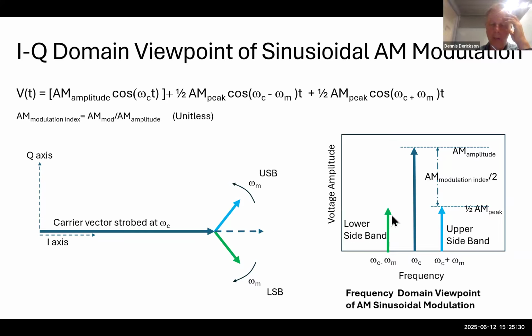These 2 sidebands in AM are in phase, and so when you add all 3 of these vectors together, you get this arrow shown right here. It's always going to go back and forth on the axis right here, changing the amplitude. So that is an IQ domain version of AM modulation.